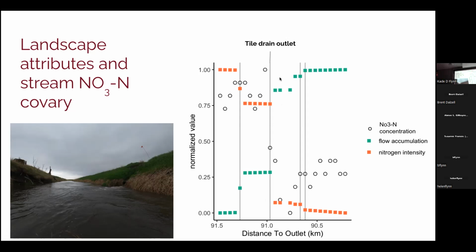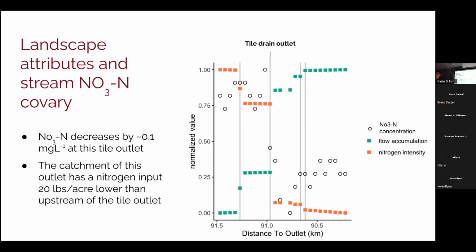And at this location, we see this decrease in nitrate concentration and this decrease in nitrogen intensity. So the nitrate concentration decreased by about 1/10 milligram per liter at this location. And the catchment draining to this tile outlet had a nitrogen input of 20 pounds per acre lower than the average conditions upstream of that tile outlet. So here we're seeing that even at this small spatial scale, this packraft sampling platform is sensitive to in-stream changes influenced by these much smaller drainage areas.